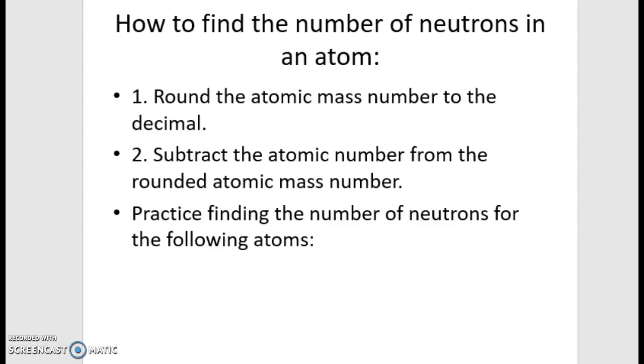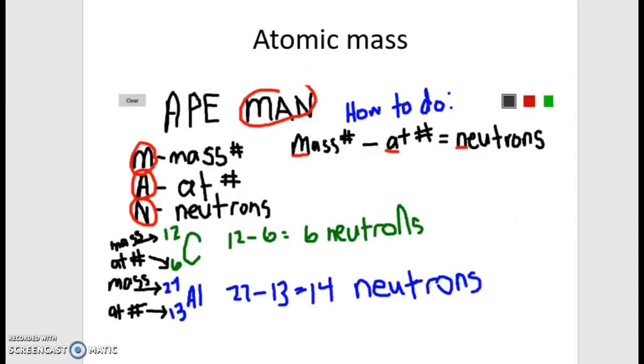So let's look at this process a little bit differently. So now we are looking at MAN. So M again is for mass number, A is for the atomic number, and N is neutrons. And here's how you do it. It's very simple. You take the mass number in the bottom of the box, you round it, you subtract the atomic number, and that will give you the number of neutrons.